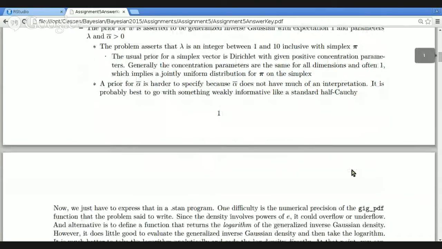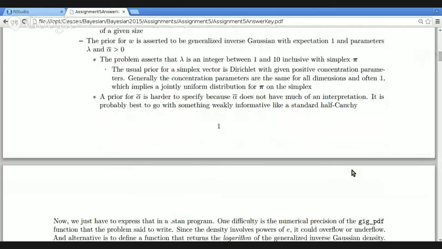Probably the most unsatisfactory aspect of choosing prior distributions for this is trying to choose a prior for alpha bar. You know it has to be positive, but since this is simulated data, you don't really know anything about the data generating process, and moreover, alpha bar is not something that's really easy to interpret. And so in a situation like that, you definitely want to make your prior beliefs pretty weakly informative.